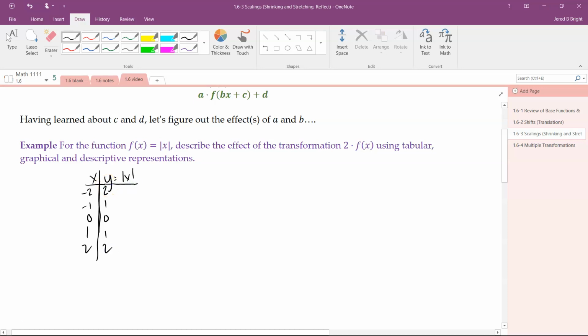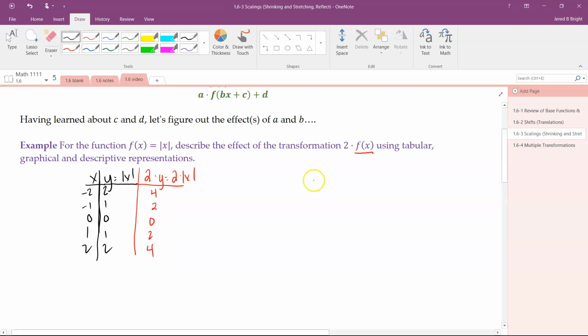Now we want to describe the effect of the transformation 2 times f of x. We need to stop and think what this is saying. This is again saying take f of x, multiply it by 2. Order of operations, right? So I'm going to make a new column here, and we call this 2 times y, or this is really 2 times absolute value of x. This is just going to be 4, because I multiply the y value by 2: 4, 2, 0, 2, 4.